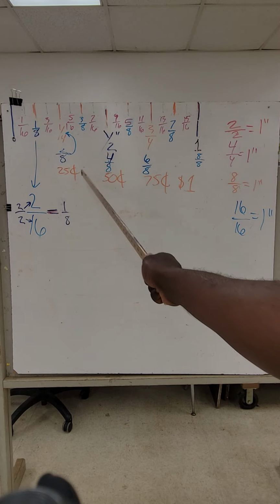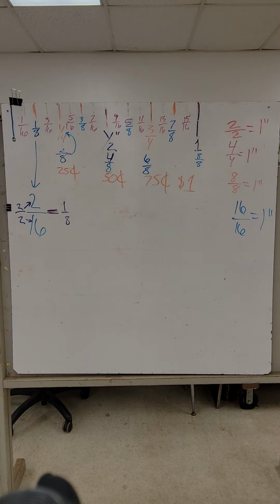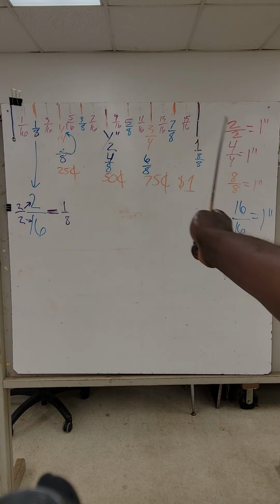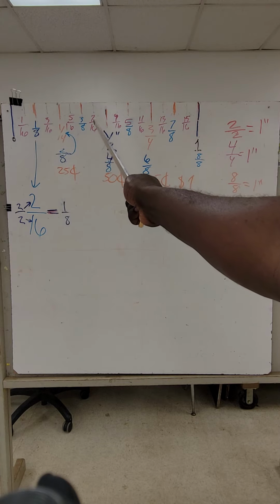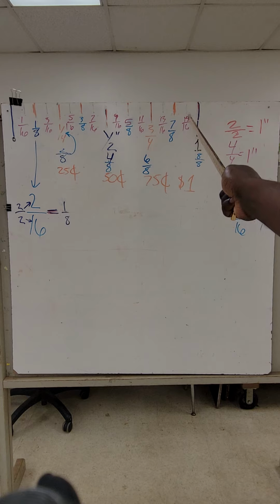What else can I do? Clock on the wall: 3, 6, 9, 12. So the basic thing you're going to do is count by 16ths. If you can't find your 16ths, everything is 16ths over 16. So that's 1, 2, 3, 4, 5, 6, 7, 8, 9, 10, 11, 12, 13, 14, 15, 16. That's it.